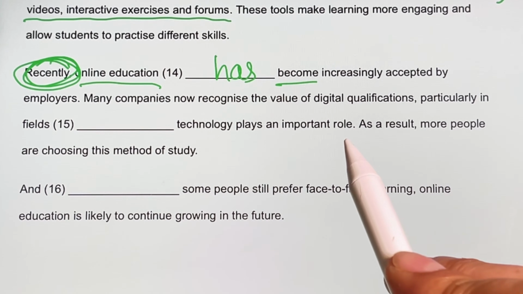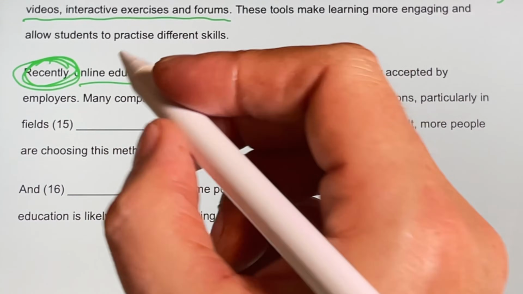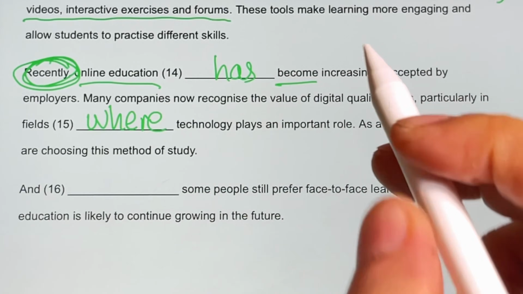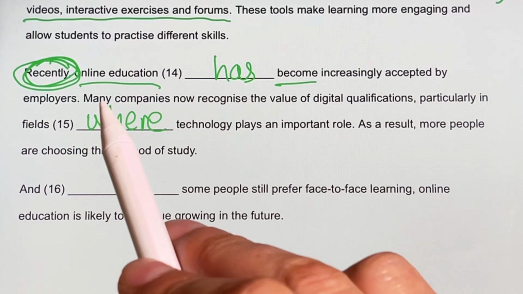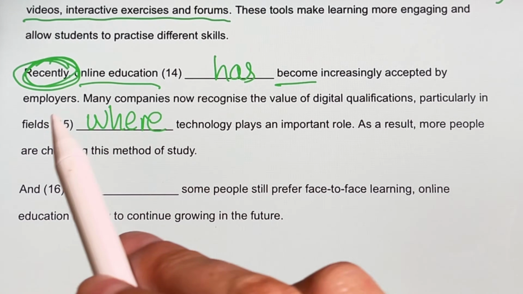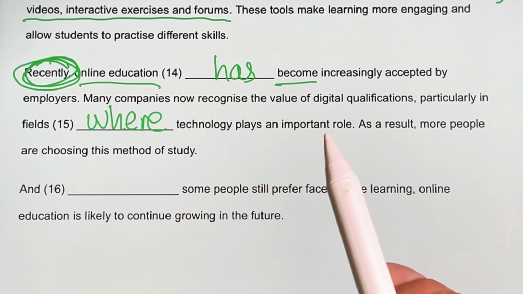Many companies now recognize the value of digital qualifications, particularly in fields technology plays an important role. I think this is quite easy, right? Did you get it right? In this one, it will be where, okay, a relative. So many companies now recognize the value of digital qualifications, particularly in fields where technology plays an important role.